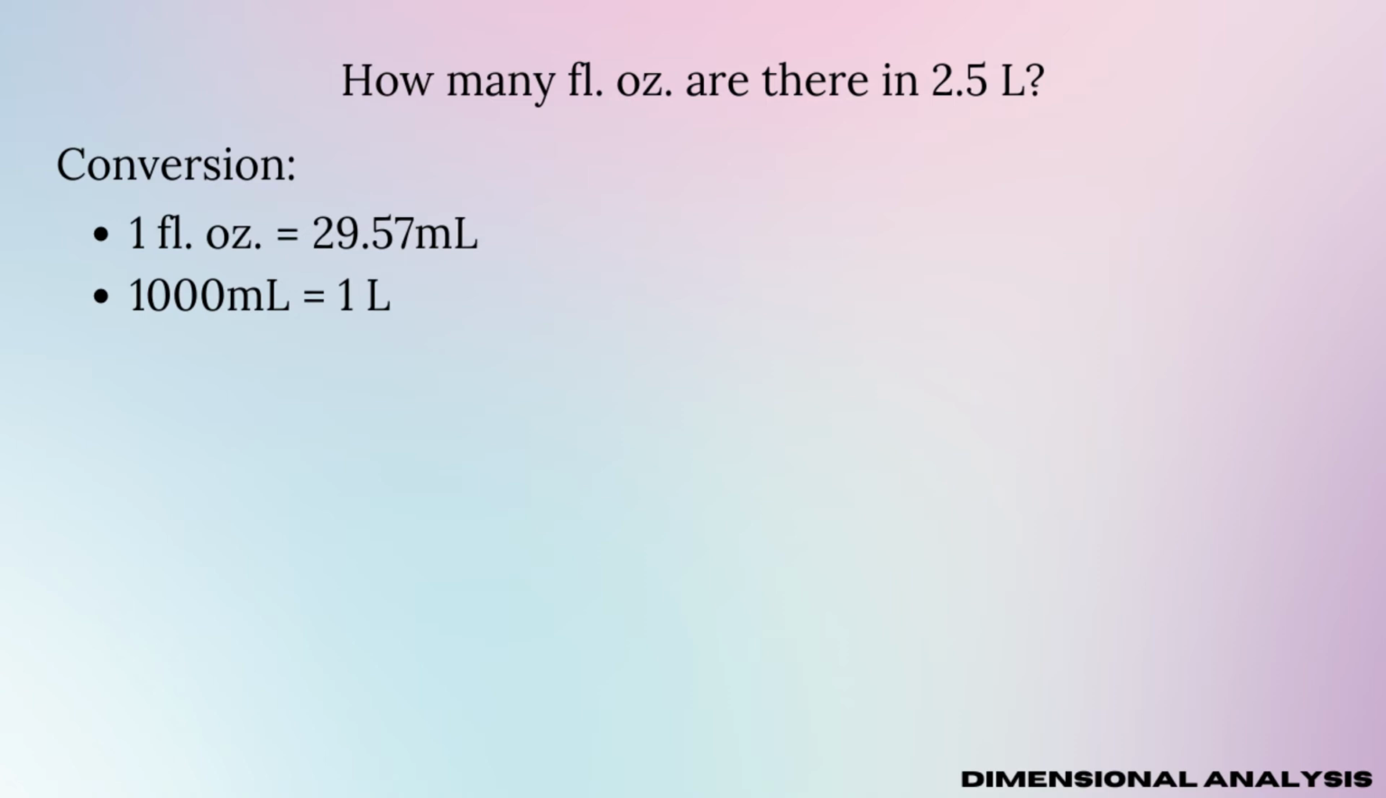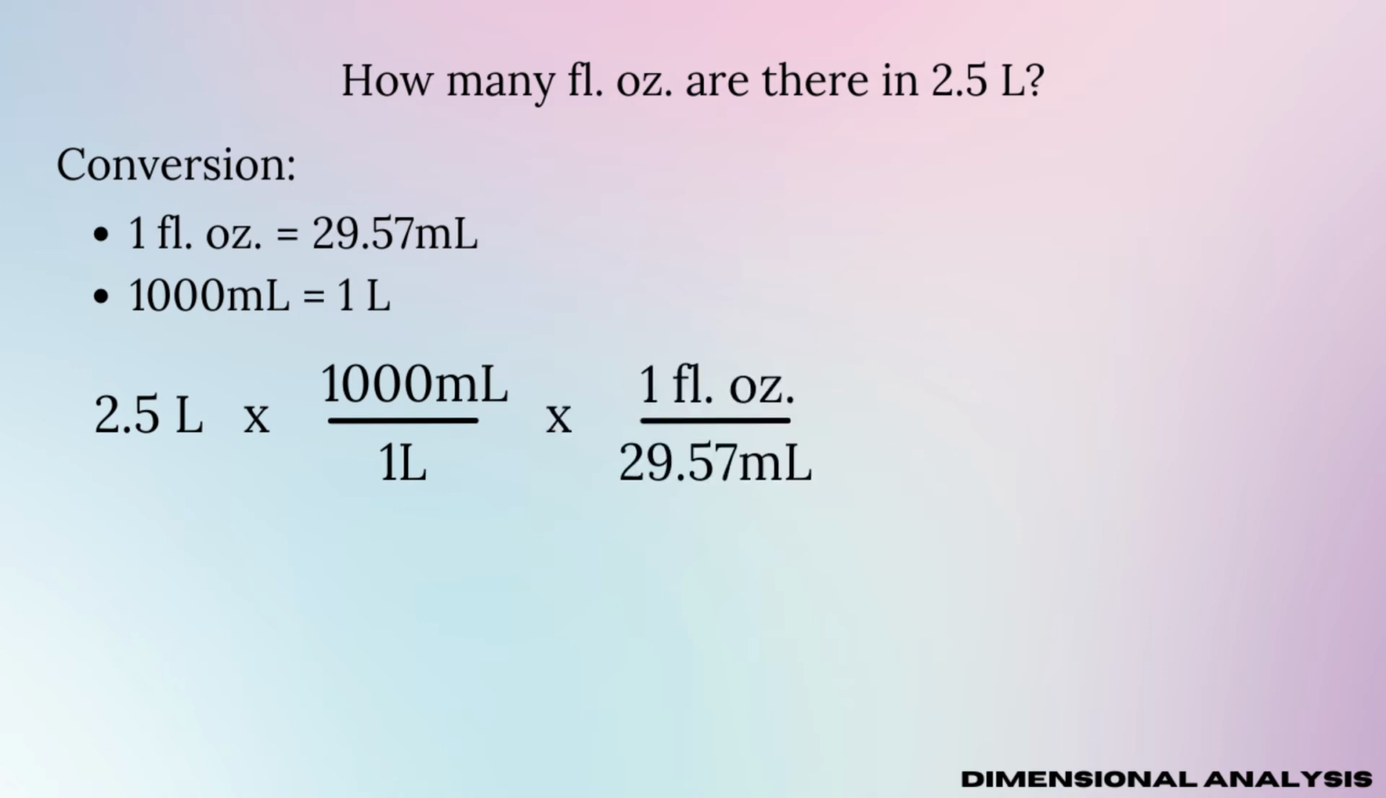Solving for this question, we have 2.5 liters times 1,000 ml over 1 liter gives us the conversion of liters to milliliters. Next, i-multiply nyo naman ito with 1 fluid ounce over 29.57 ml. This naman is for us to convert ml to fluid ounces. Canceling the units, we have an answer of 84.55 fluid ounces.